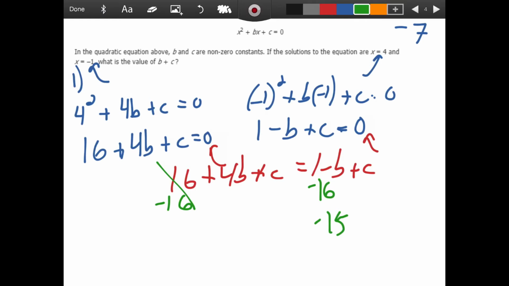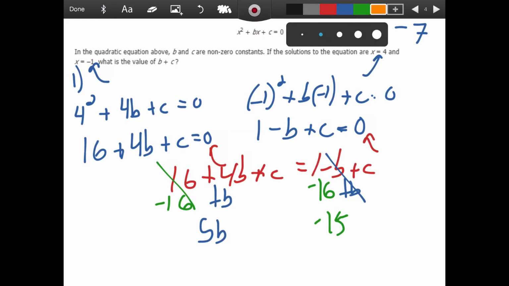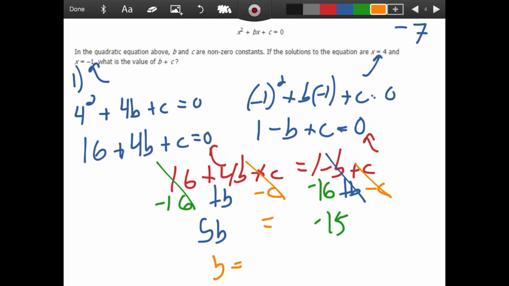I'm going to add the b. It's going to cancel here. Plus b. So on this side, I'm going to get 5b. And then, like I said, I'm going to subtract the c, which is going to cancel that on both sides. So I get 5b equals negative 15. So b is definitely equal to negative 3.